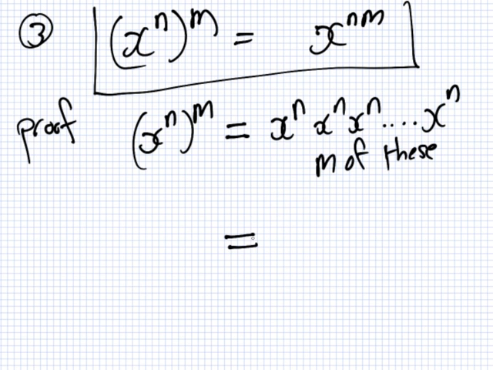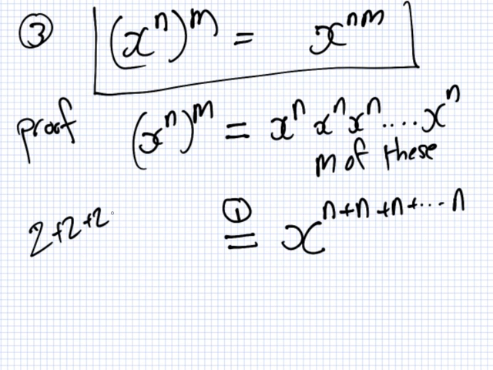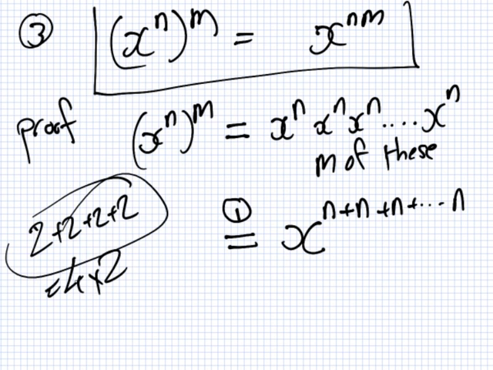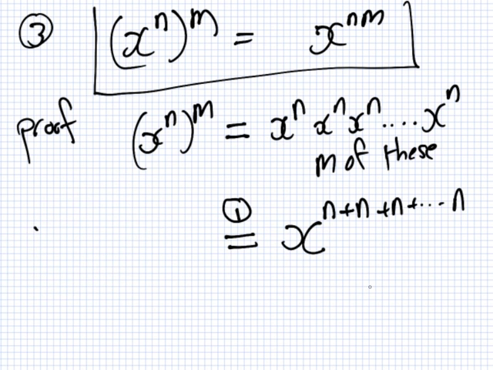But the first rule tells me the powers add together. So that's n plus n plus n, etc. How many? M. So you know if you have, for example, 2 plus 2 plus 2 plus 2, that's the same as 4 times 2 if you have 4 of them. So likewise, you can say this is x^(n times m), because you have m of them. Yeah?